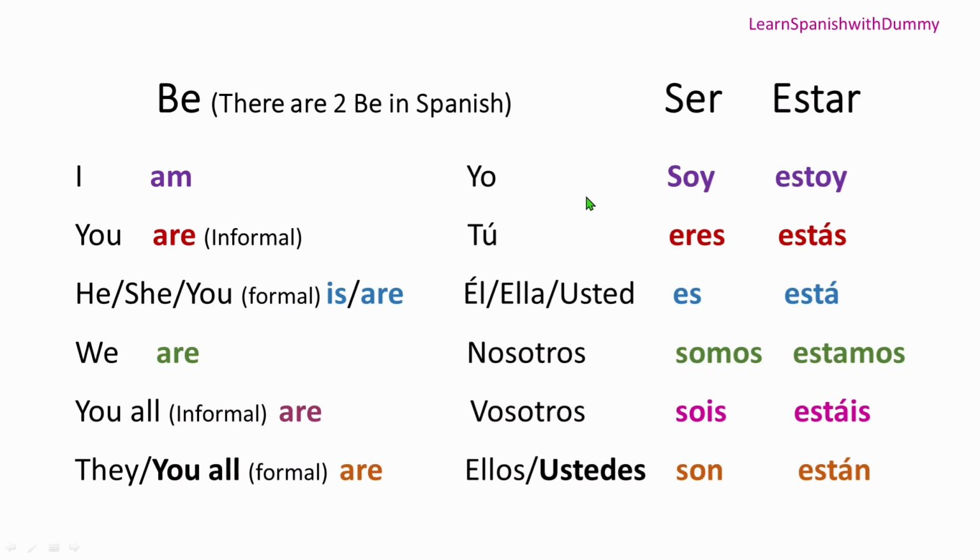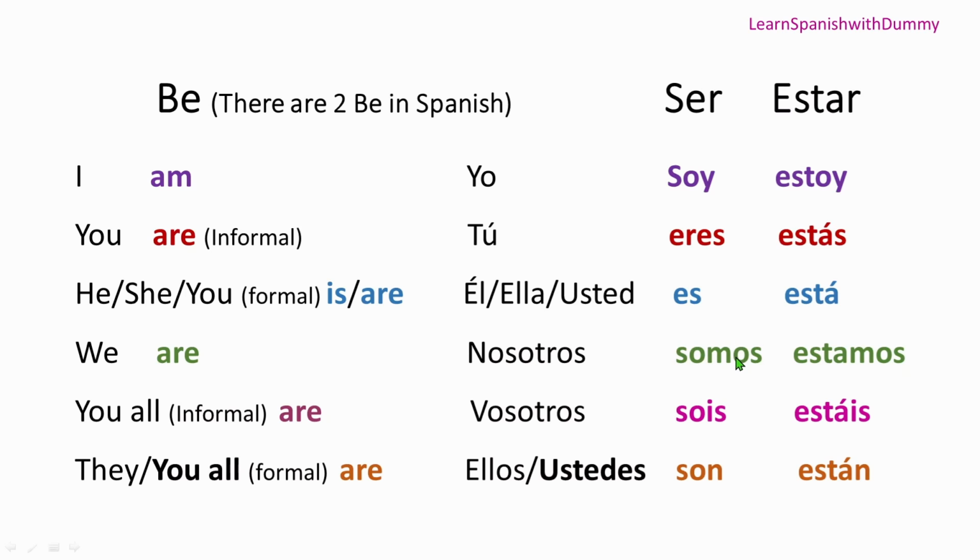When I say I am, yo soy is also I am, and yo estoy is also I am. Yo soy is for the ser verb, because it's coming from ser, and estoy is from the estar verb. So let's see them, because we're going to use all of this. I am, yo soy, yo estoy. You are, tú eres, tú estás. He, she, you, is or are, would be él, ella, usted es, él, ella, usted está.